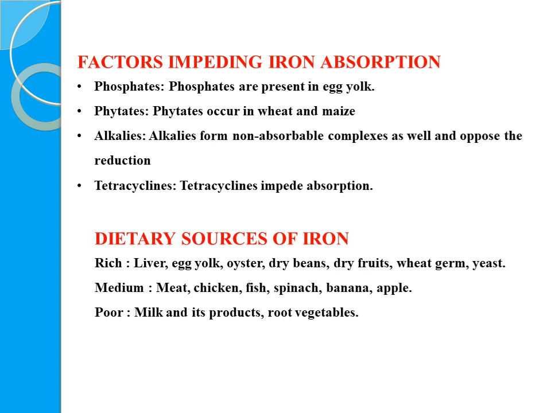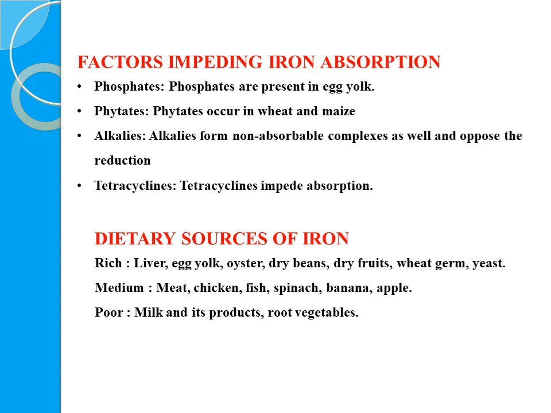Factors impeding or inhibiting iron absorption in the body. These are phosphates. Phosphates are basically present in the egg yolk and they inhibit the absorption of iron in the body. Phytates occur in wheat and maize. Alkalis form non-absorbable complexes as well as oppose the reduction. Due to that, the absorption of iron in the body is inhibited. Tetracyclines also inhibit the absorption of iron in the body.